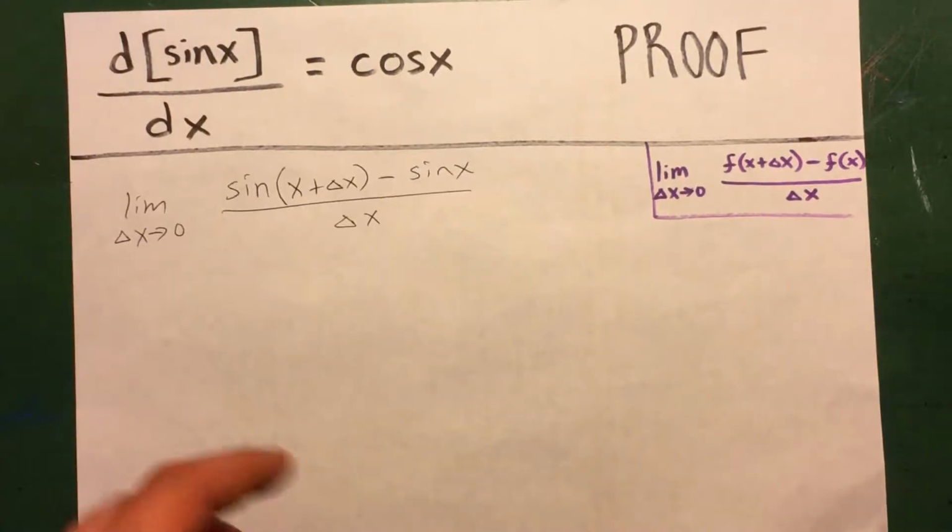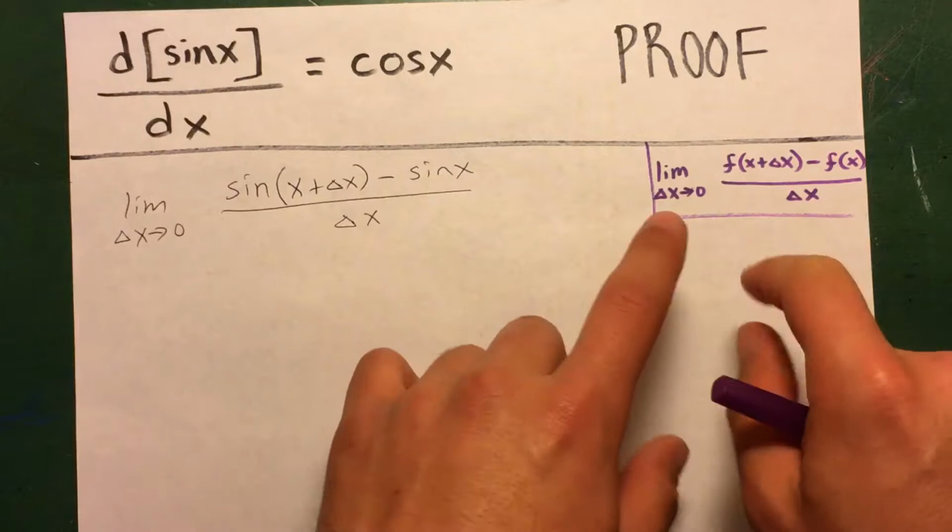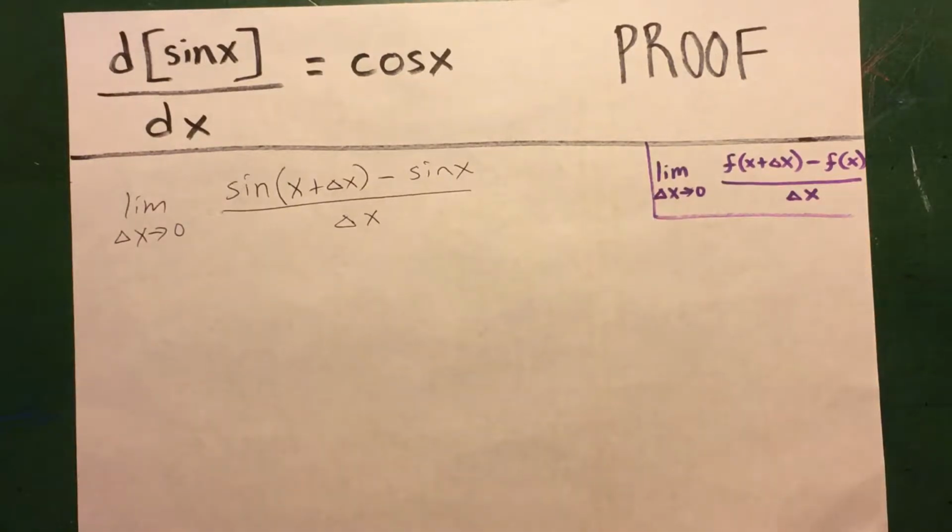Hey everybody, so in this video I'm going to show you how to prove that the derivative of sine of x is equal to cosine of x. So this is a proof video, so we're just going to begin by using the limit definition right there.